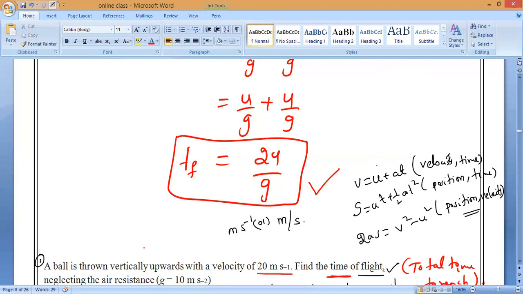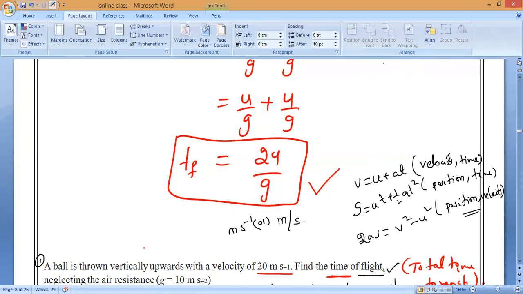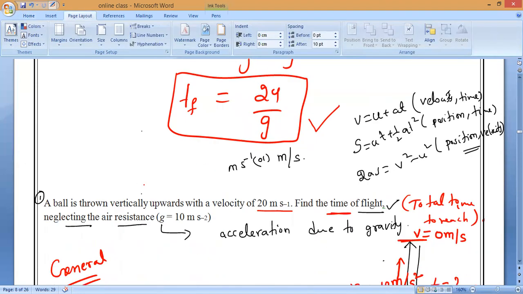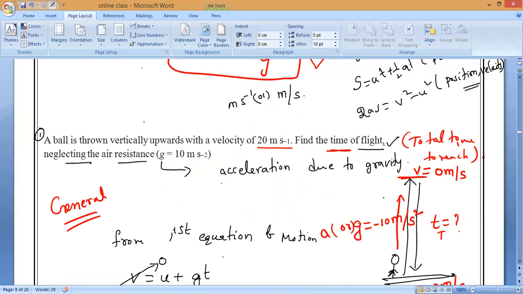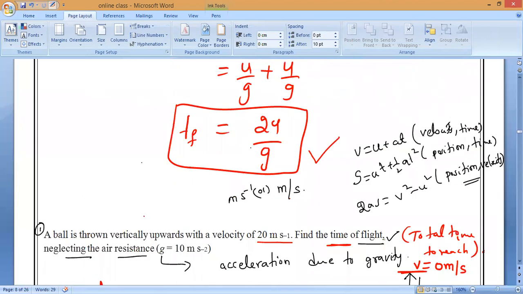Hari? Anybody? Danishkar? The third equation maybe. Third equation you cannot use. We want to find the time, correct? How will you use the third equation? Fourth equation. Yes, fourth equation.